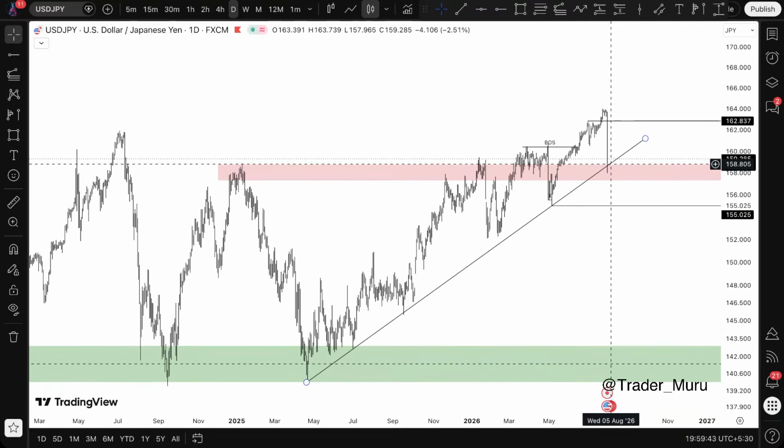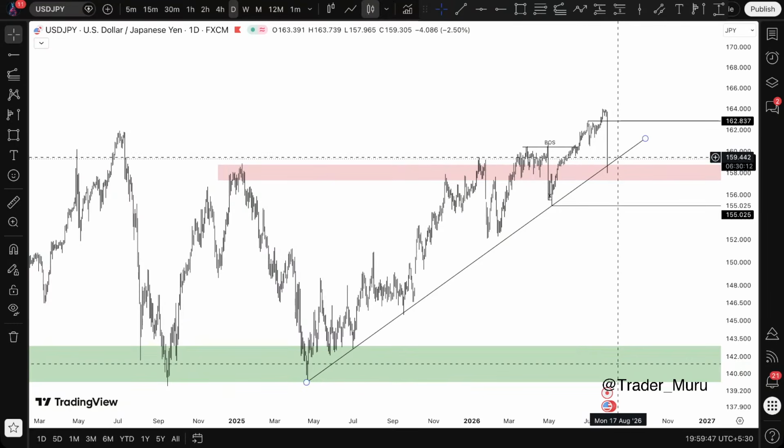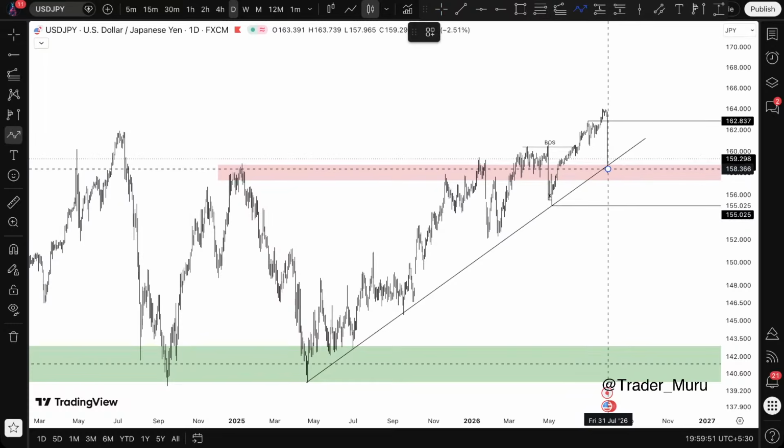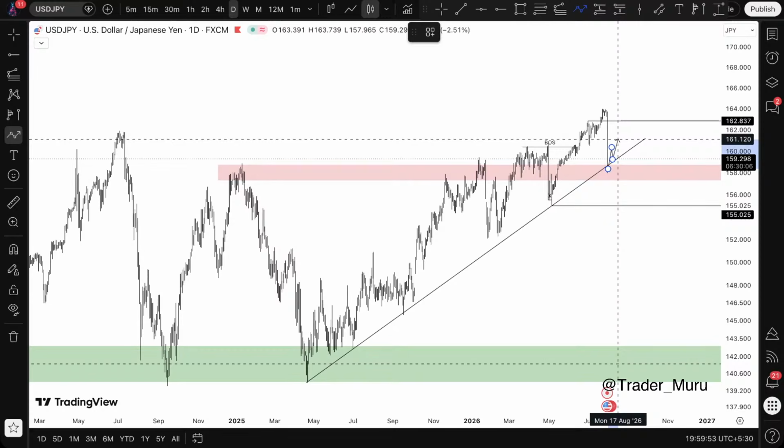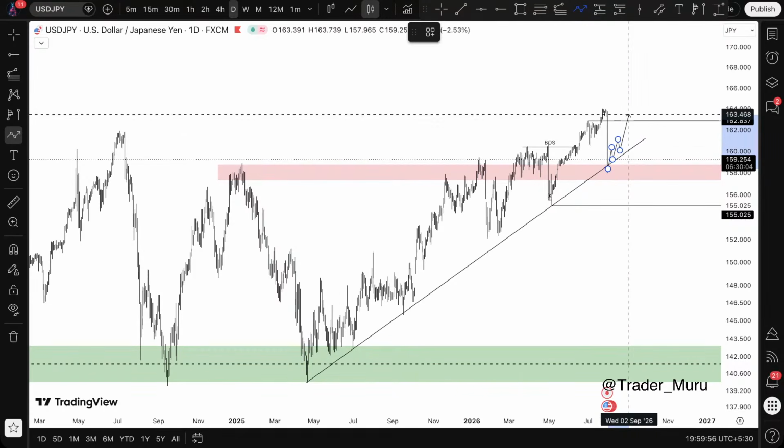If you don't get a closing below it in the daily time frame, you can watch for buy on 1-hour confirmation. In 1-hour it should create a higher high, higher low and break that high, then you can watch buy on that high retest.